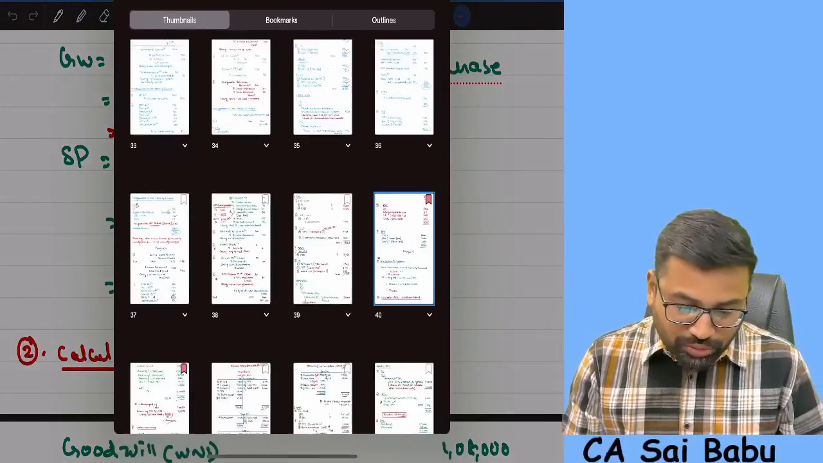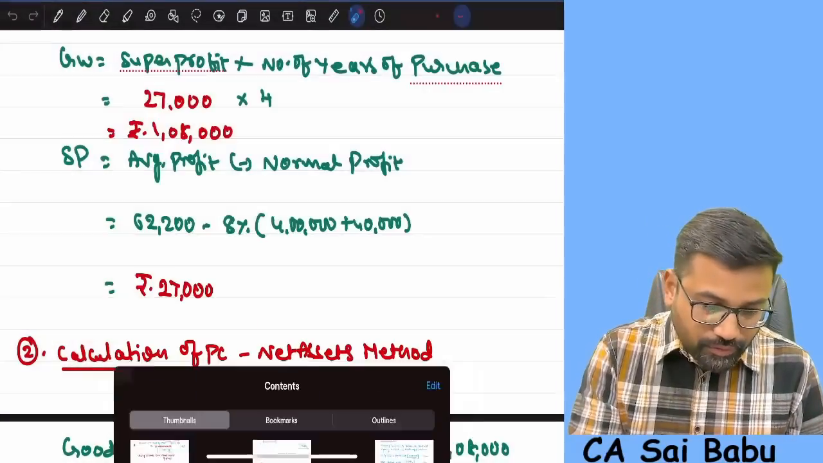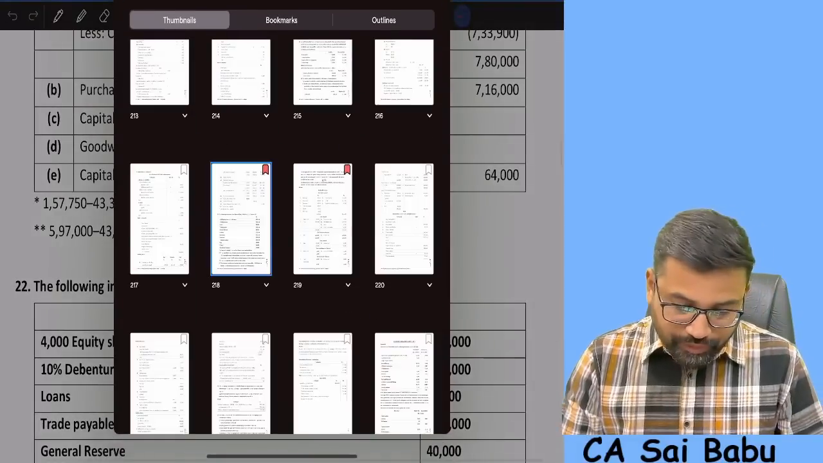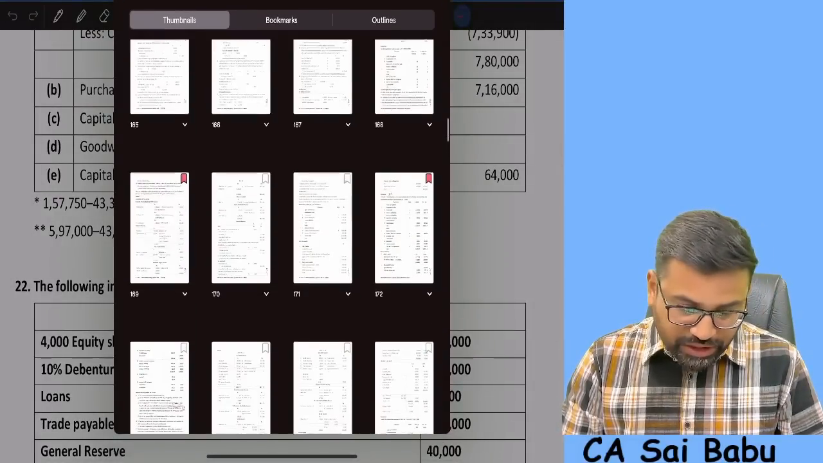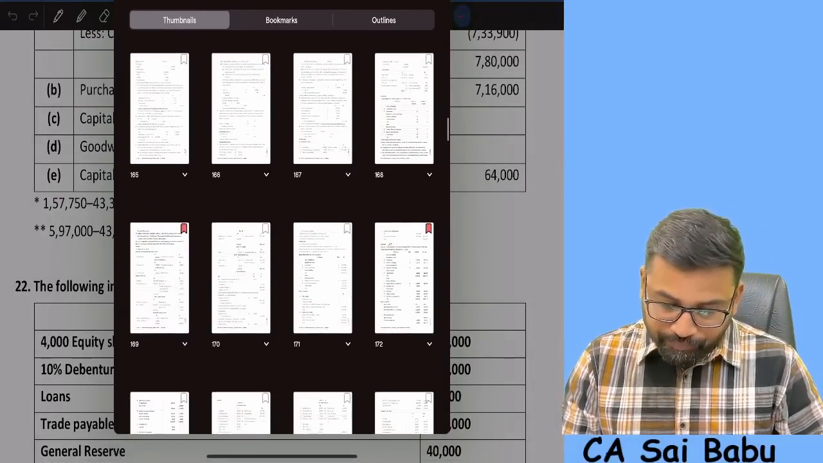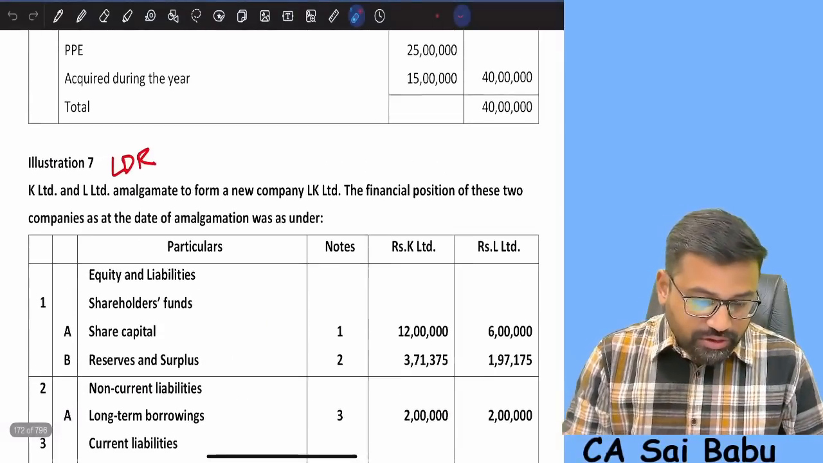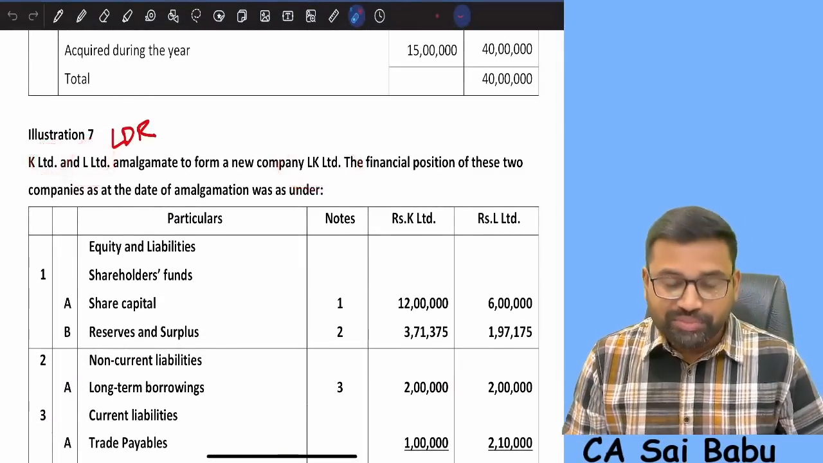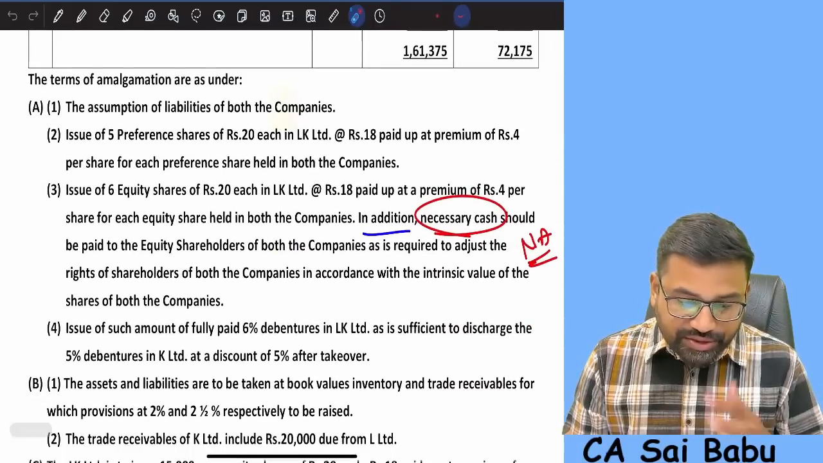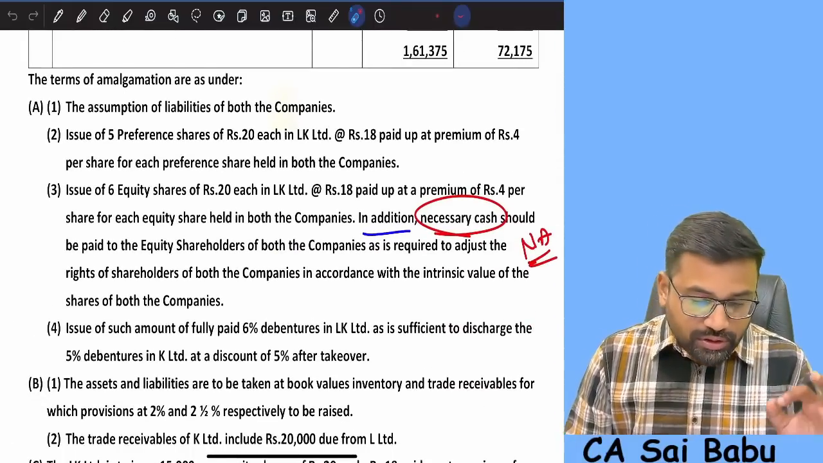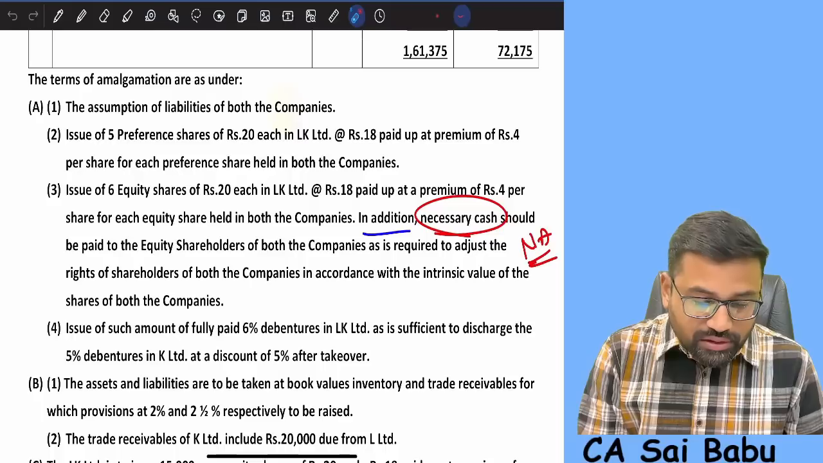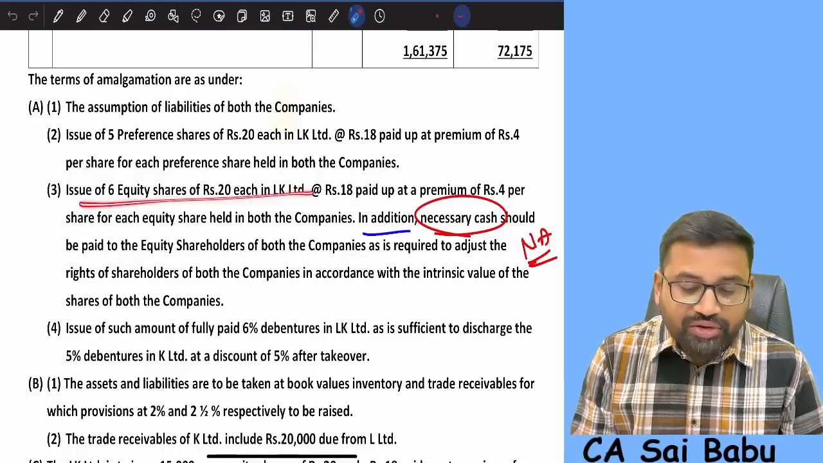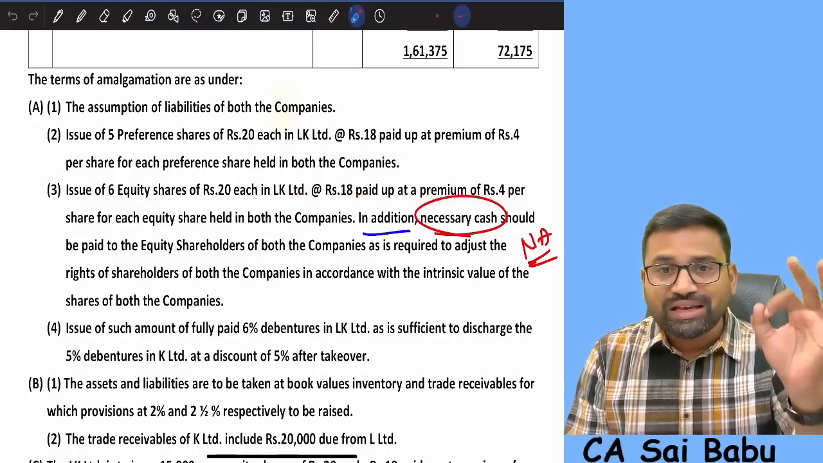I will also show you one more example, sir. Illustration number 7. Yeah, this illustration, sir. K Limited, L Limited question, sir. K Limited and L Limited are taken over by LK Limited, sir. Now LK Limited is paying purchase consideration to the shareholders of K and L. If you read this question carefully, sir, how many preference shares will be given, at what price, how many equity shares will be given, at what price, is clearly mentioned.